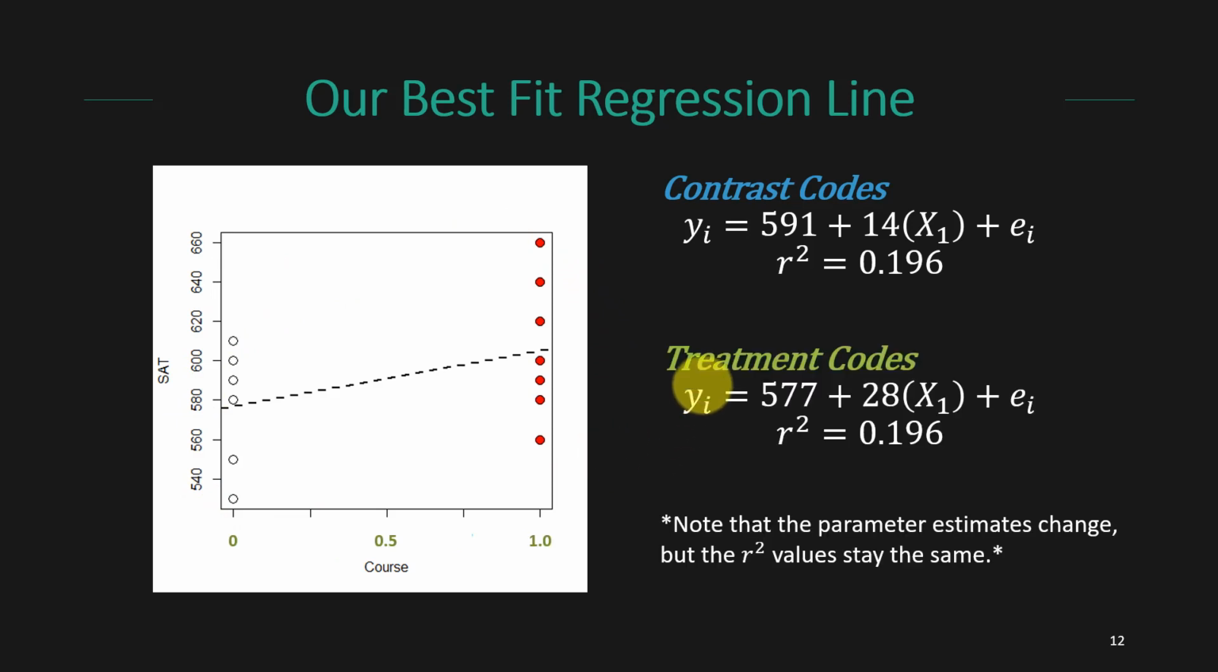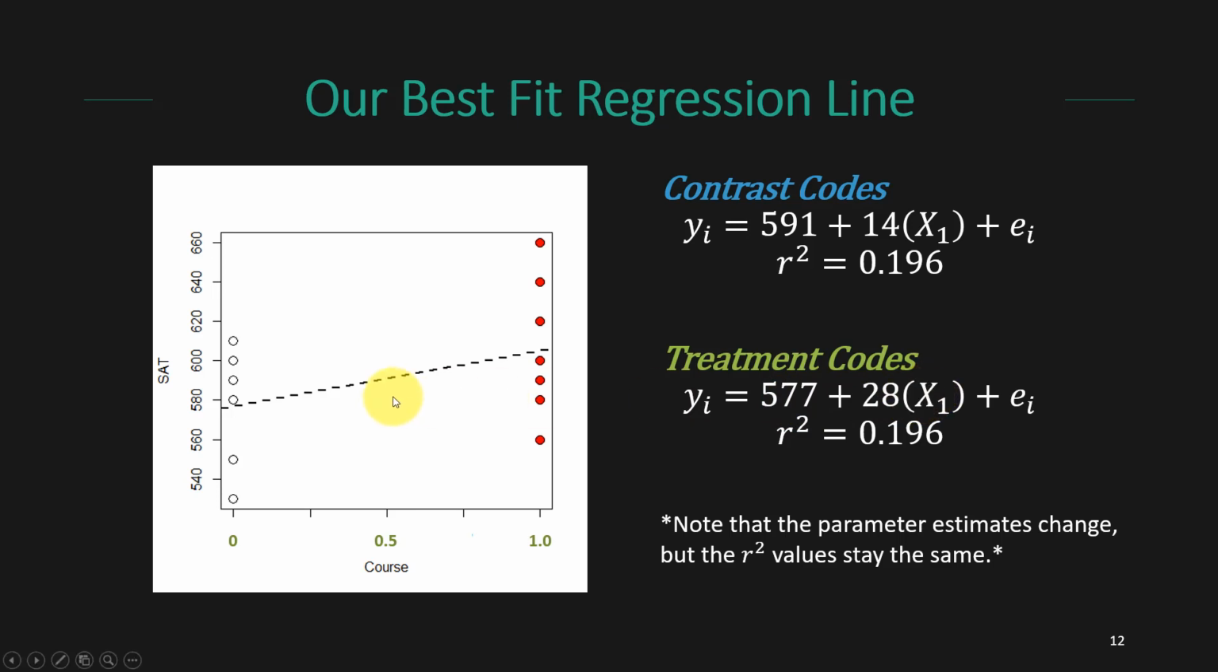We can now contrast that, to make a little pun, with the treatment coding for the same variable. So with treatment coding, remember, we're plugging in 0 for one level of x and plugging in 1 for the other level of x. And if I do that, I get very different parameter estimates for my intercept and slope. But the regression line really looks the same. It's just that my x-axis has changed. So if I coded no course as 0 and taking the course as 1, now 0 for x isn't on average between the two groups. Now 0 is the no course group. So 577 is the intercept, the predicted value of y when x is 0.